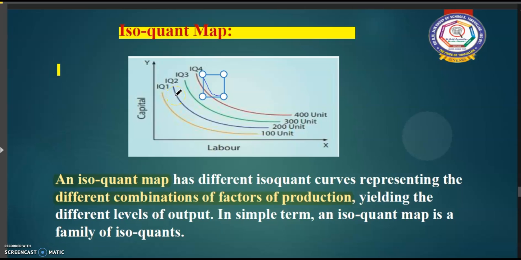In the previous slide we saw how to draw an isoquant curve. Using different combinations we can draw different isoquant curves. So the representation of more than one isoquant curve in a graph is called an isoquant map. These are all the various isoquant curves. Here 400 units, here 300 units, here 200 units, and here 100 units. So different combinations of factors of production yield different levels of output.